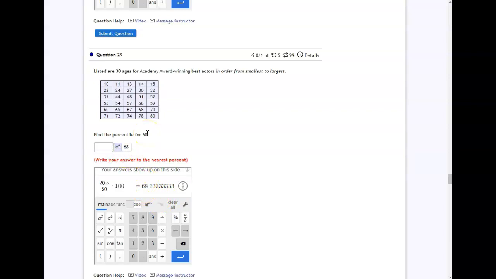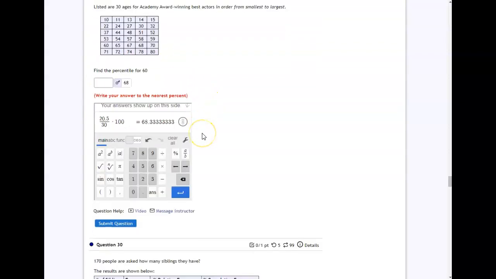Now don't get this confused: 60 is not your percentile. This is saying that 60 separates 68% of your data from the other 32%. Everything below that is 68% of your data, and then that's separating from the rest.